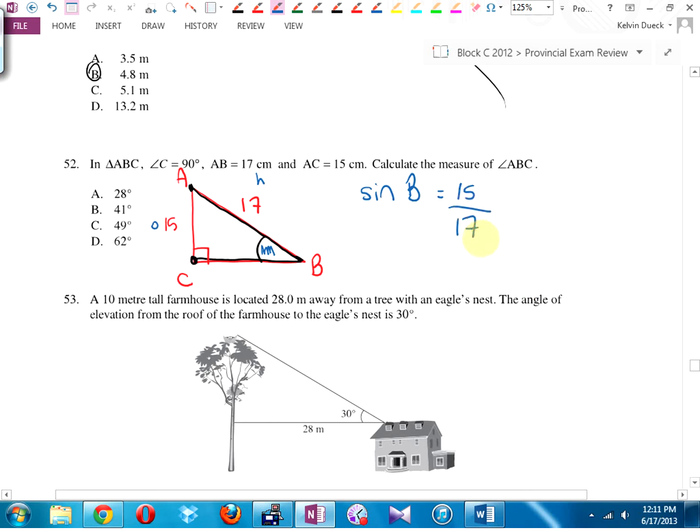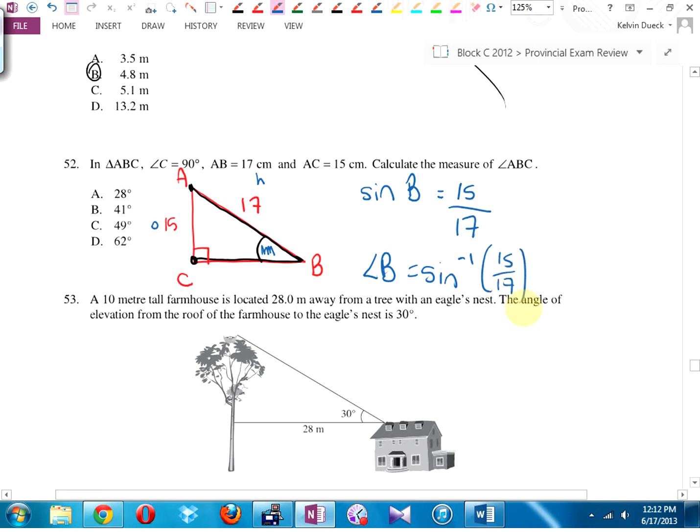Now, how do I find an angle? I did see one question on one of the provincials where they didn't ask you to find the angle. They asked to show the steps, to show the shift sine button. I would go something like this. Angle B equals, the symbol for shift sine is a little -1.